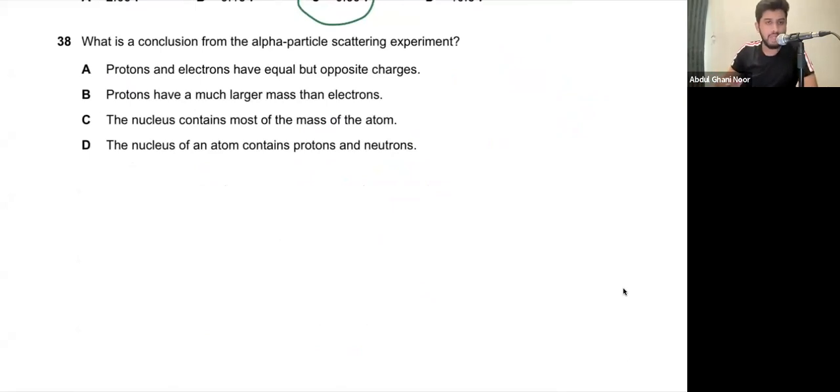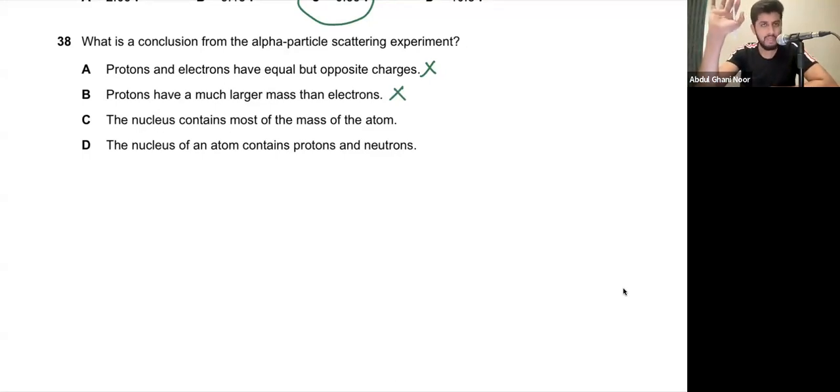Now, last final stretch. What is the conclusion from the alpha particle scattering experiment? Protons and electrons have equal but opposite charges. No, we did not find that out using the alpha scattering experiment. Protons have a much larger mass than electrons. No, that is a fact.